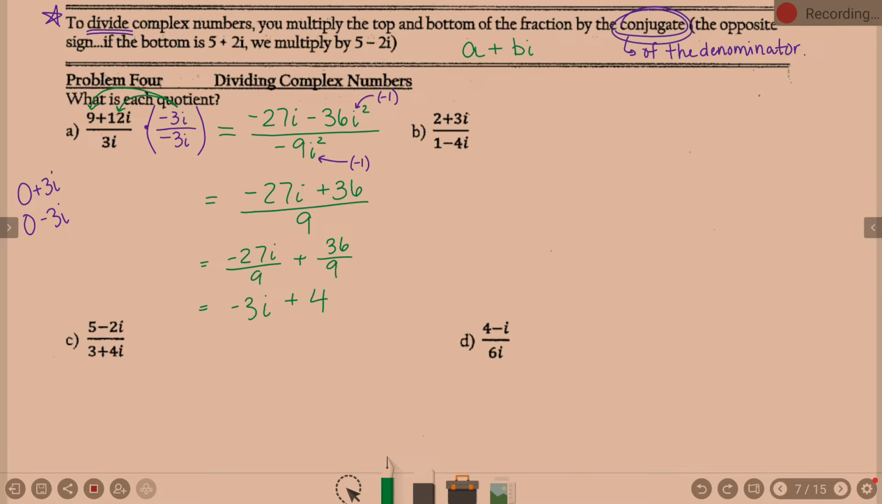Now, small technical thing. If we're talking a plus bi form, what should be the more traditional? Flip it around, and it's a positive 4 and a minus 3i, so 4 minus 3i. Please try to be in the habit of doing the a plus bi form. MathXL might go for -3i plus 4, but no guarantees, though.